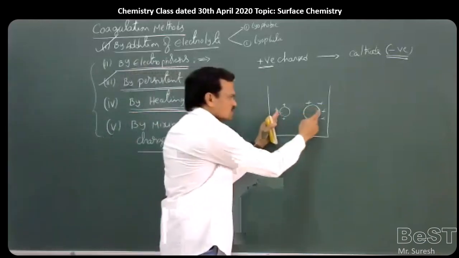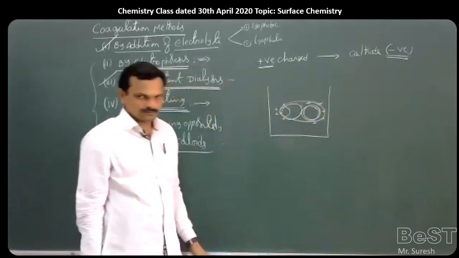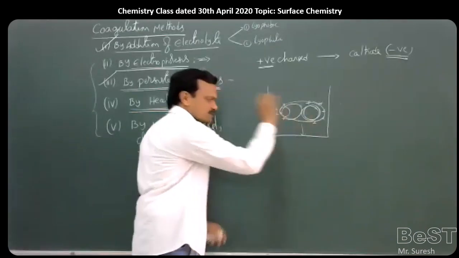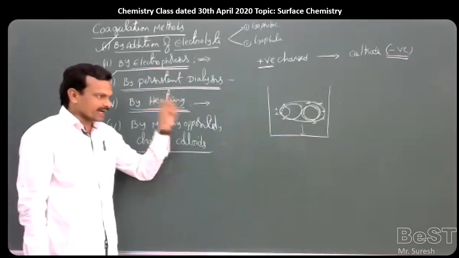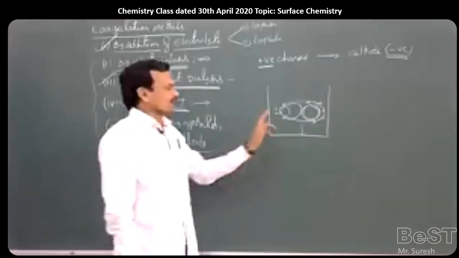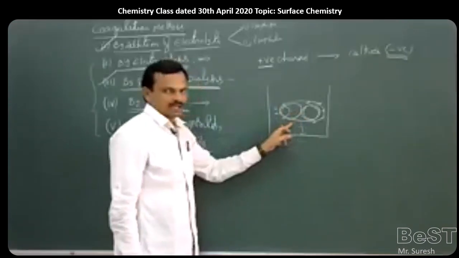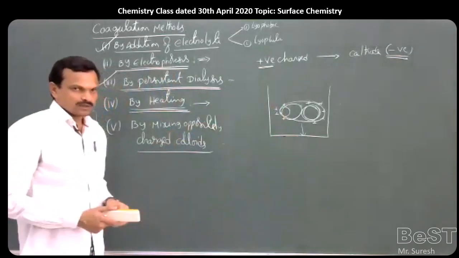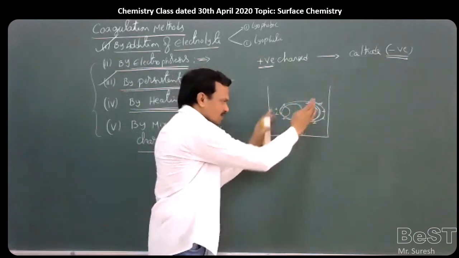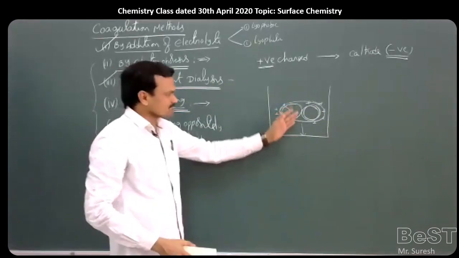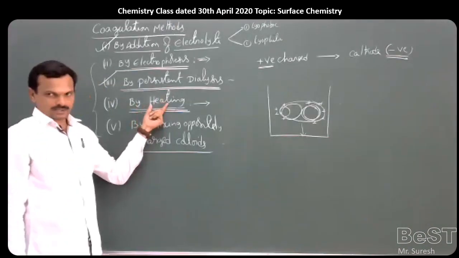Then what happens? When these two particles approach each other, they combine with one another and form a bigger particle. And this larger particle gets settled by gravitational force. So, on heating a colloidal solution, the kinetic energy of the particles increases and the particles collide with each other. During the collisions, the adsorbed layer will be disturbed. If the adsorbed layer is disturbed, that means the ions get separated from the surface of the colloidal particle. Then these colloidal particles undergo coagulation and get settled. So this is nothing but coagulation of colloids by the heating process.